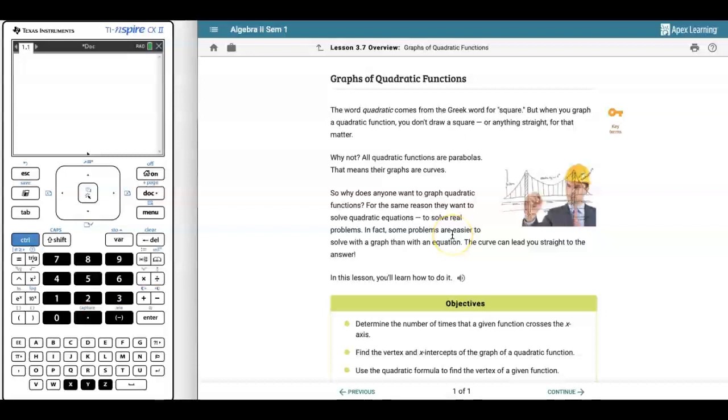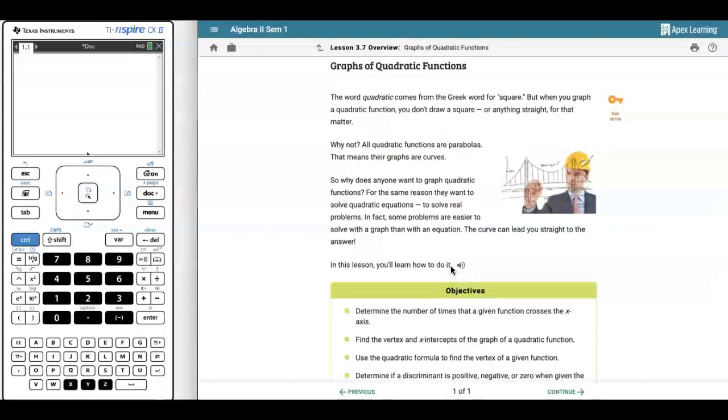The word quadratic comes from the word square, but when you're graphing a quadratic function, you don't draw a square or anything straight. We talked a lot about this on day one, so hopefully a lot of this is just review for you, adding on to what you already know. Quadratic functions are parabolas, which are those U shapes. Depending on what that A value is or what the other parameters are, it's going to open up or down, and be fatter or skinnier. We're going to learn all about how to draw these graphs in this unit.